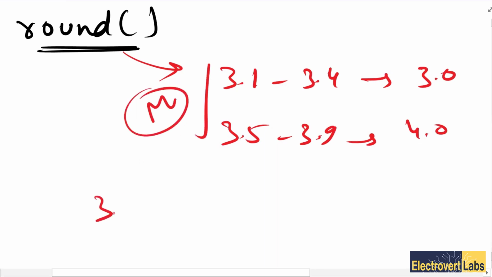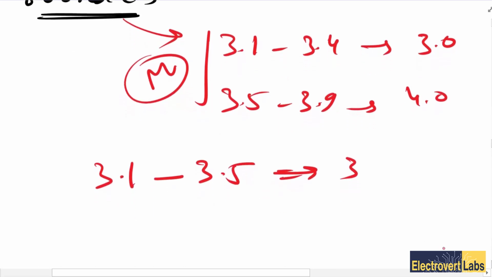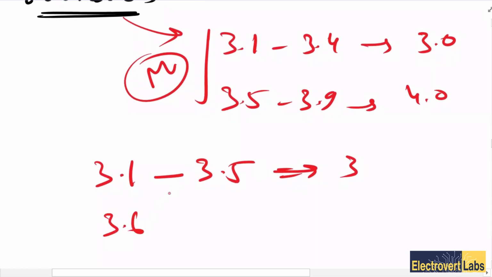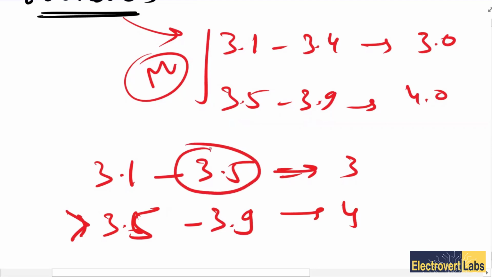But in computer, 3.1 to 3.5 will give you 3, and 3.6 to 3.9, of course by 3.6 I mean greater than 3.5, it gives you 4. So if you have 3.5, then it is not rounded up to 4, but it is rounded to 3. This is something that you need to keep in mind. Apart from that, it works fine. You can use the round function wherever you need it.